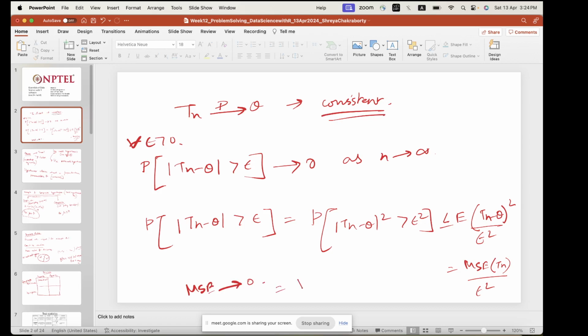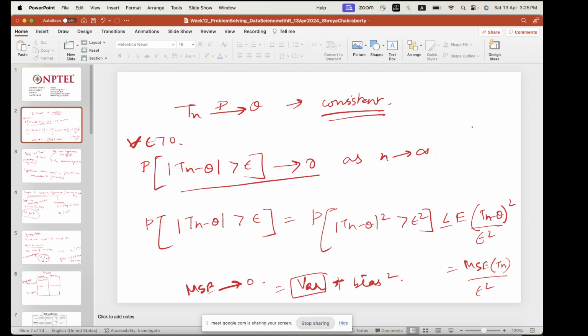And MSE is variance plus bias square. So both the conditions should be followed. They have told that either of the conditions should be followed, but actually the entire quantity should go to 0. This is the definition.